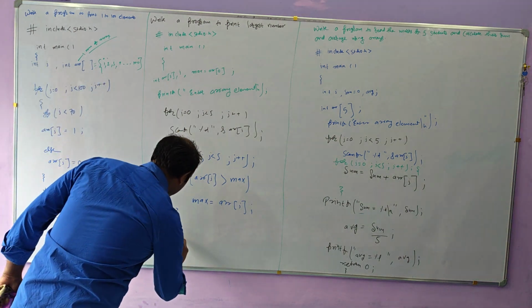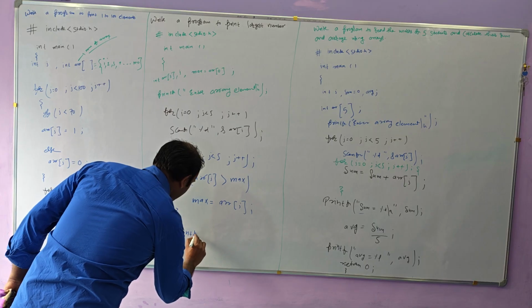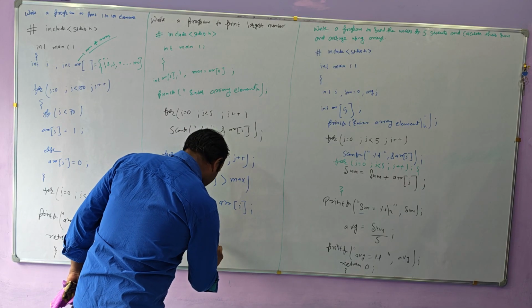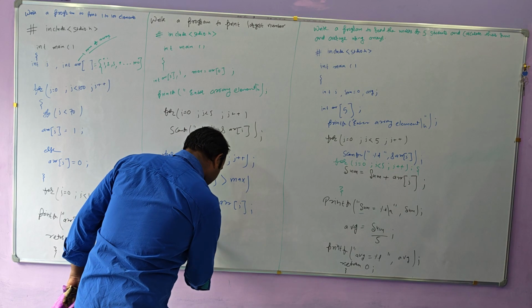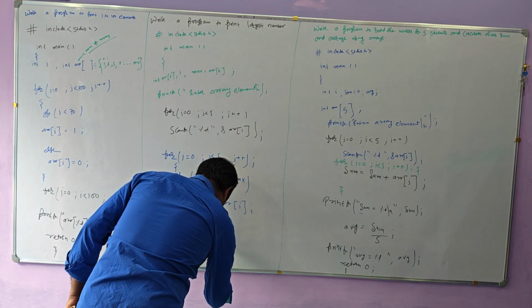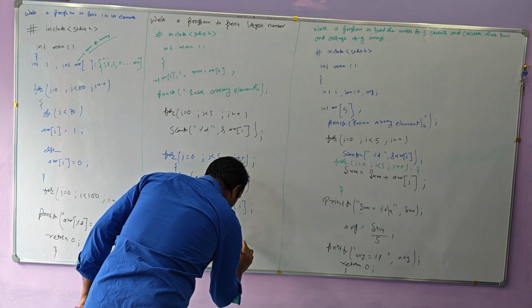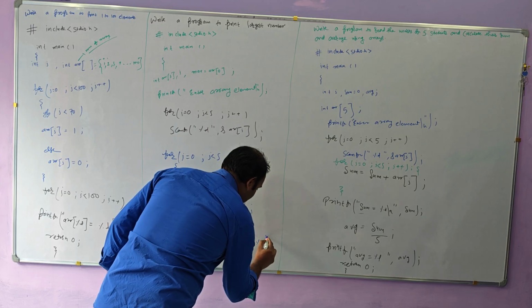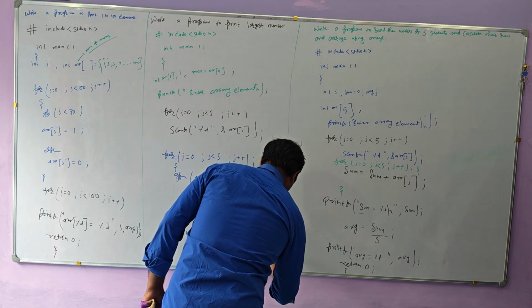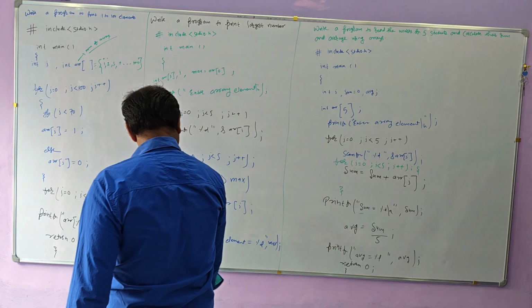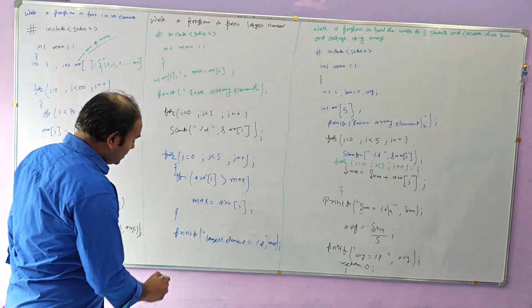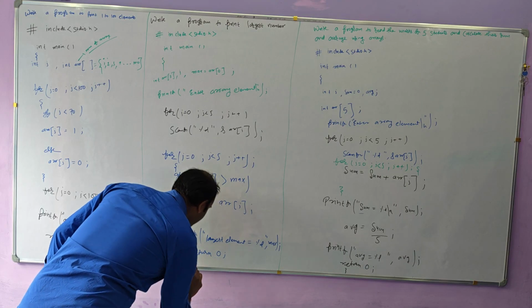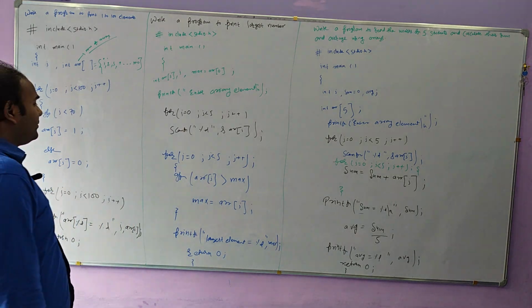Now just write the printf statement. Printf "largest element is equal to %d", that is our max. And return 0 and close the braces.